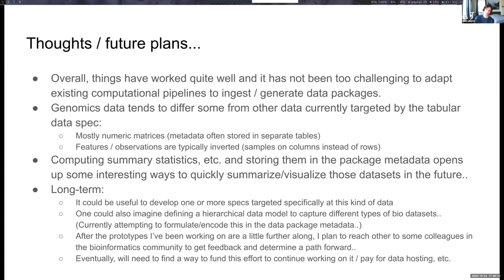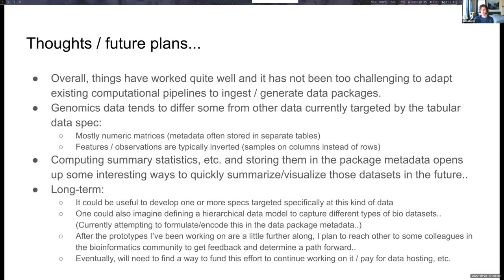And you could also imagine even embedding base64 encoded plots if you wanted to, although I'm not sure if that's the best use. Something else I've considered. Long-term, I think it could be useful or interesting to at least explore developing some biology-specific specs to deal with these kinds of quirks of how the data are formatted.